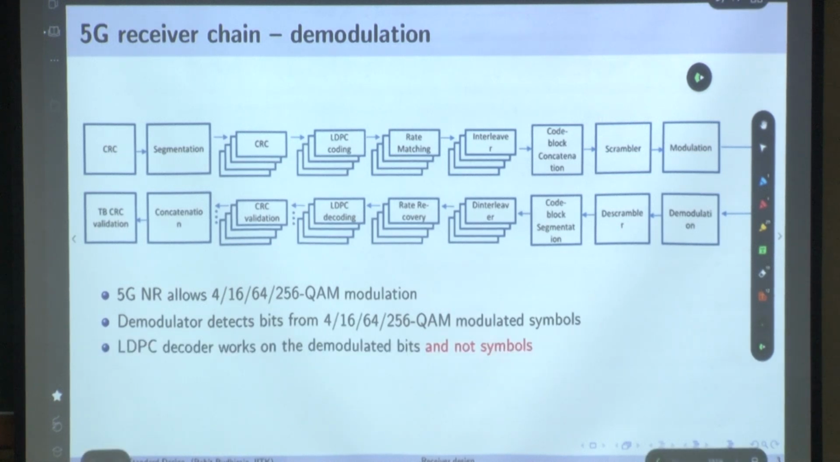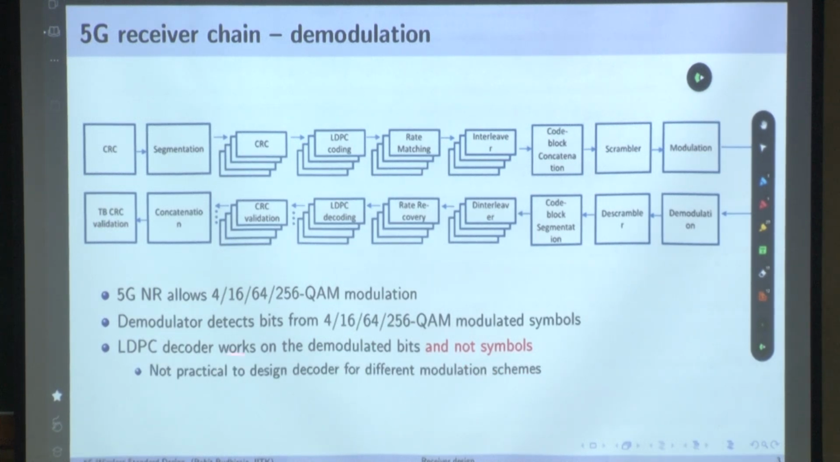Now you could ask me this: the LDPC decoder works on the demodulated bits and not on the symbols. We discussed this briefly. Now you could actually have an LDPC decoder working on symbols directly. Why is it not done? Again, because of the implementation constraint, it is not practical to design a decoder for different modulation schemes. For 4 different modulators, you'll have 4 different demodulators, and 4 different decoders also. In practice people do that, not in the standard, but if you want to implement some other simpler communication systems, you can take the demodulated symbols directly and feed them to the LDPC decoder.